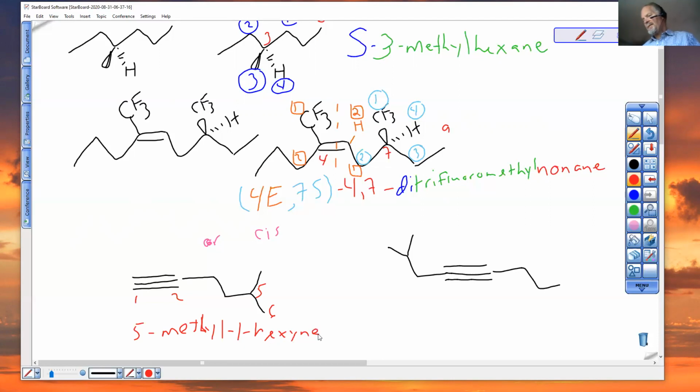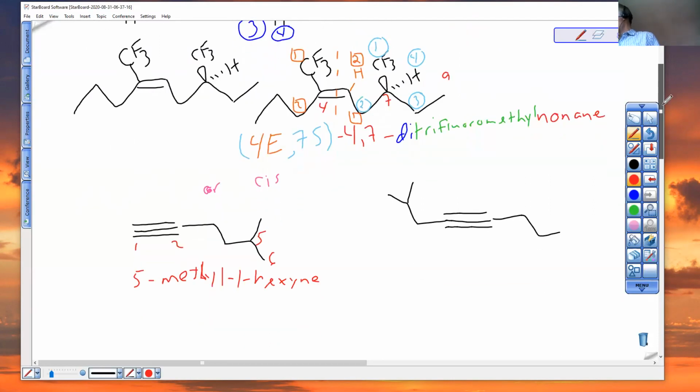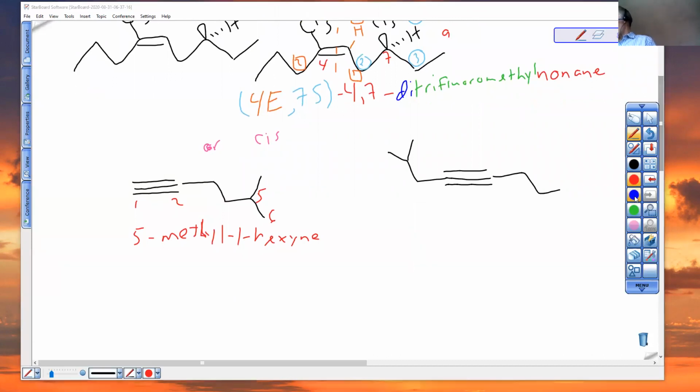1-hexyne. Or alkynes can be named after the parent, which is acetylene. And then you name the group attached to acetylene. Remember, acetylene is just the alkyne. And this is an iso group attached, an iso with 5 carbons. 1, 2, 3, 4, 5. Isopentyl acetylene.